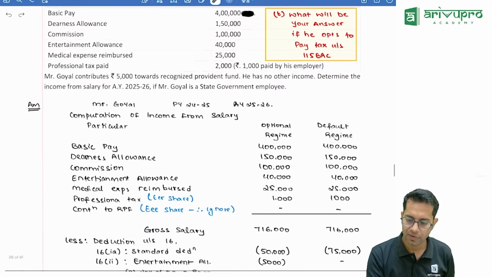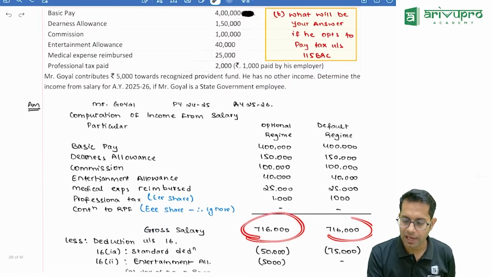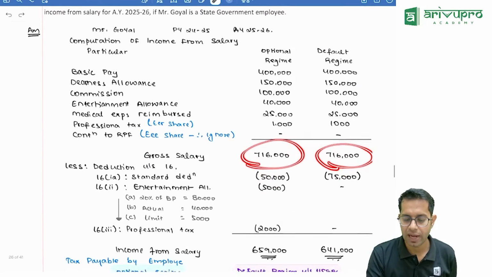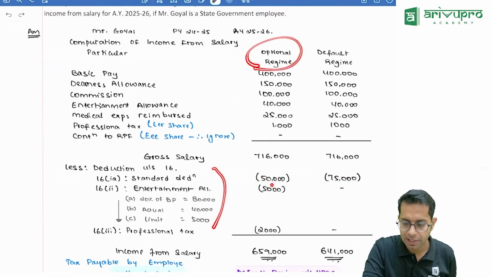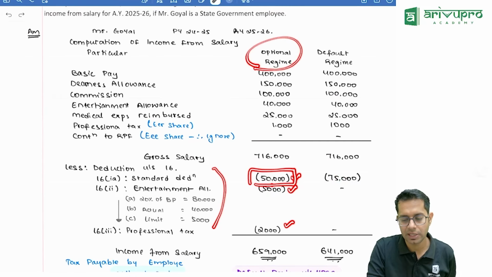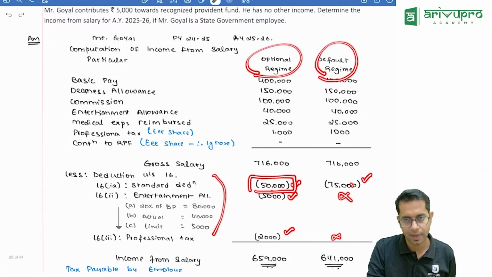So there is this question wherein computation of gross salary will not change. But while taking the deductions, for the optional regime, I will take all the deductions and standard deduction will be restricted to 50,000. And for the default regime, I'll take only the standard deduction. Other deductions will not be taken by me.